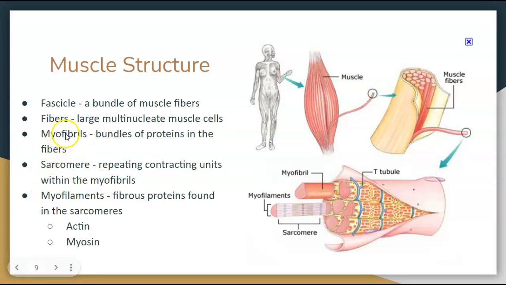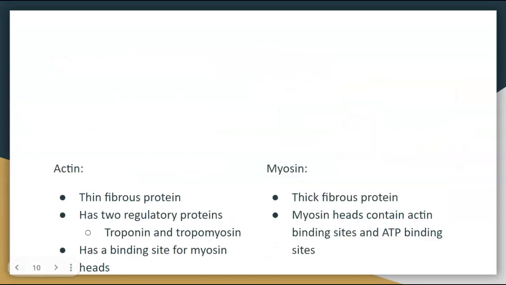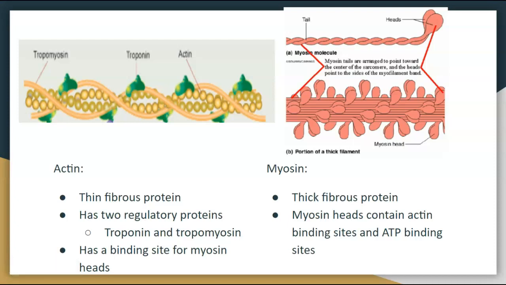Myofilaments. So it's just like the fibrils in the muscles, the filaments in the muscles. And the two that we're going to focus on for the myofilaments are actin and myosin, which are super tiny, and there's tons of them in this sarcomere, and we'll talk about that more in the next slide.